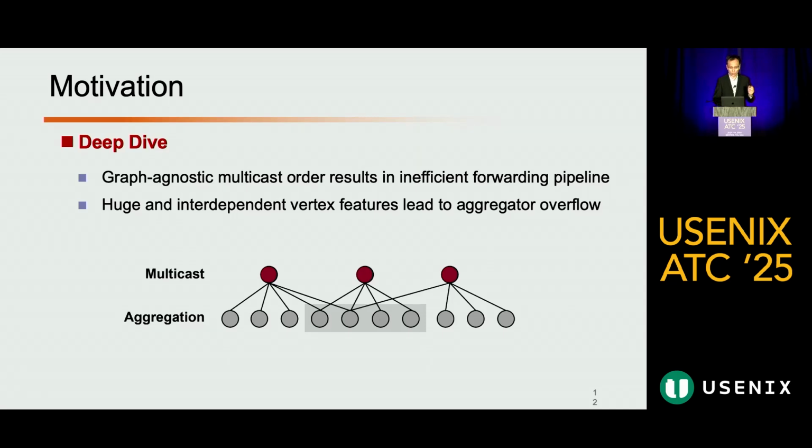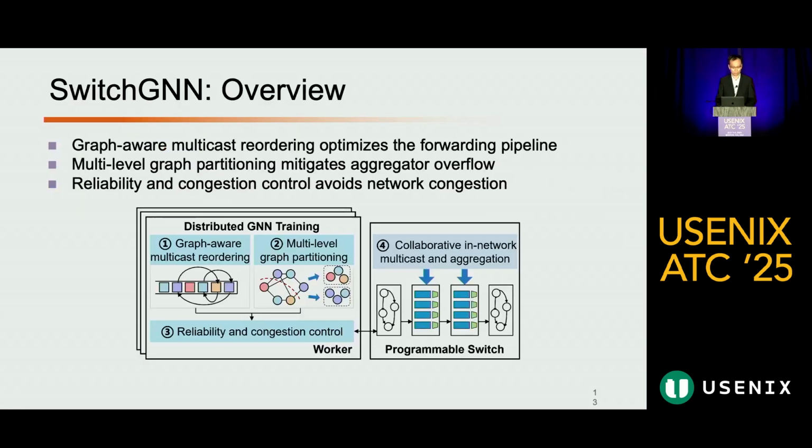For example, as shown in the figure on the slide, 3 connected red vertices need 10 aggregators, but the switch only has 4. So 6 features get sent directly to workers, missing the chance for in-network aggregation. So the strawman solution ignores the graph structure and their dependencies. So we need a better approach to fix these issues.